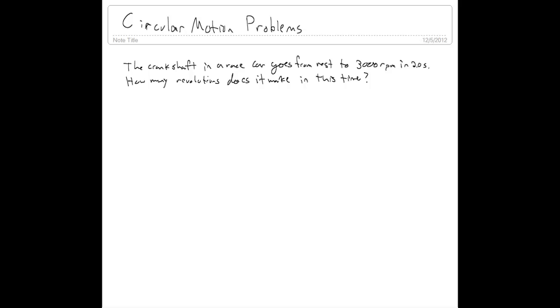So another type of problem that can be tricky are circular motion problems. So let's consider this problem where we have a crankshaft in a race car, and the crankshaft is going from rest and goes up to 3,000 RPM in 2 seconds. So we're asked how many revolutions does it make in this time? The first thing that we're going to want to do is we really need to unwrap the circle.